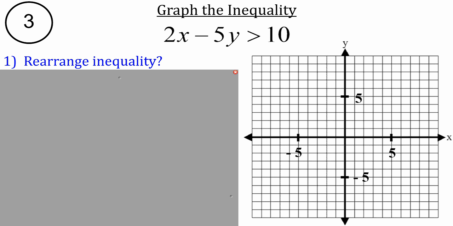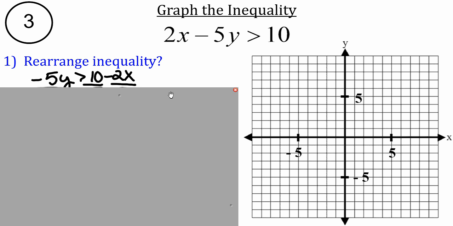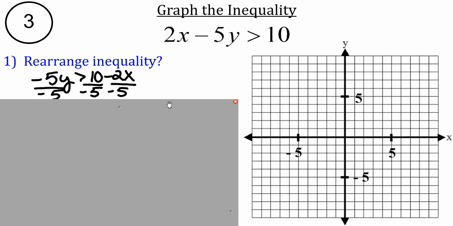To start isolating y, we have to undo the equation. So let's undo the positive 2x by subtracting 2x from each side. And then we'll have to divide every single term by negative 5 to get y alone. So remember, a negative divided by a negative is a positive, so we'll have a positive y. Positive divided by a negative, that would be a negative 2.